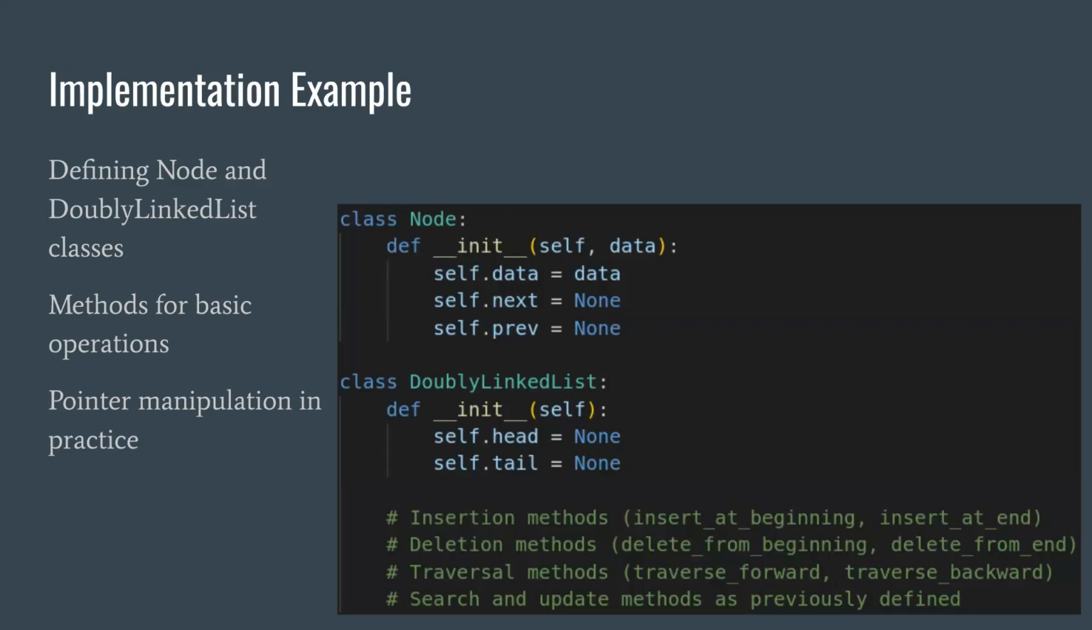So we looked at kind of implementation example throughout the slide. If we want to implement the whole thing, we would first want to define a node class, then create a doubly linked list class to manage the nodes. Then you want to add those methods that you've seen for insertion, deletion, traversal, search.